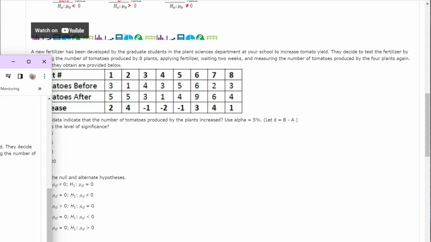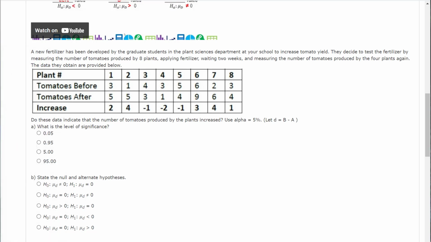we've got a new fertilizer developed by the graduate students in the plant sciences department at your school to increase tomato yield. They decide to test the fertilizer by measuring the number of tomatoes produced by 8 plants, applying fertilizer, waiting 2 weeks, and measuring the number of tomatoes produced by the plants again. The data they obtained are provided below. Do the data indicate that the number of tomatoes produced by the plants increased?